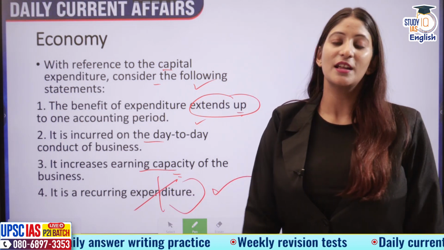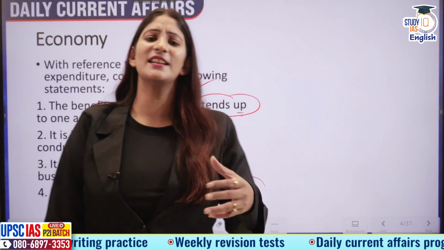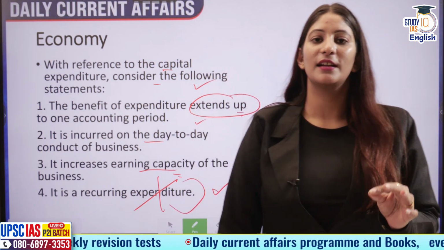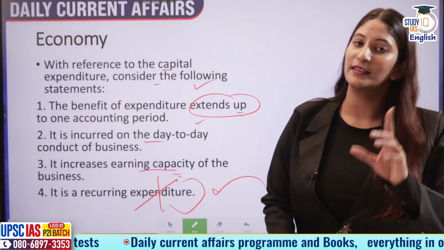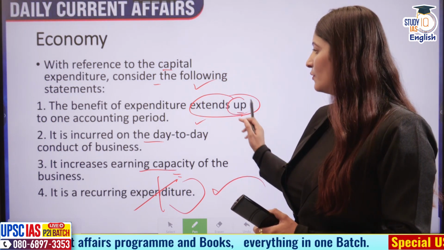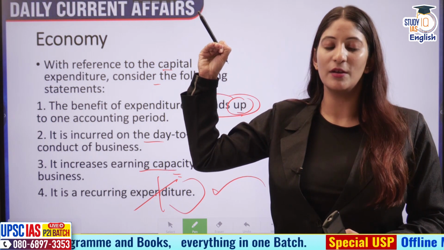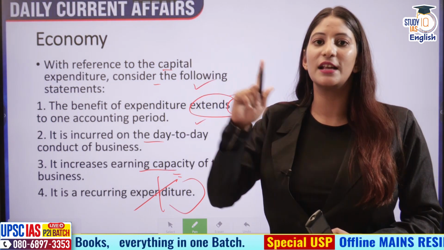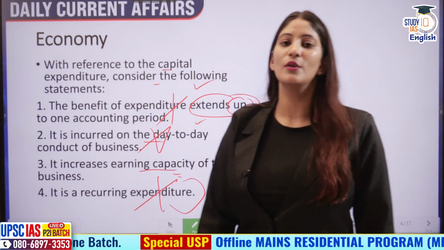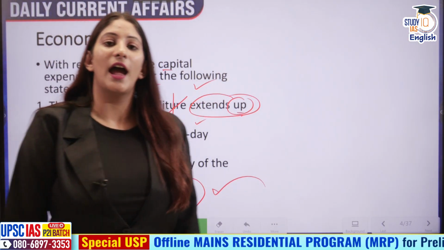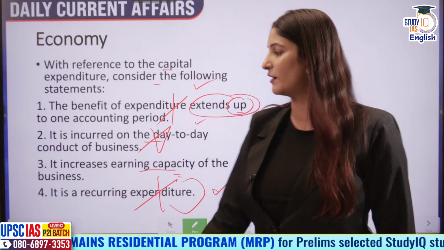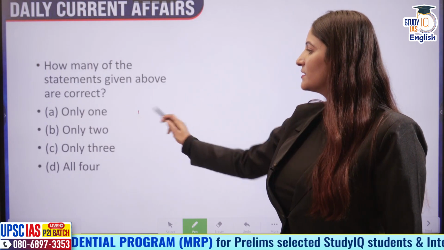So the first statement is incorrect. The benefit of asset creation extends beyond one accounting period and not up to one accounting period. Up to is the maximum limit. But if I had written "at least" instead of "up to," it would have been correct. Here we are talking about interpreting the statement. Up to means the maximum time you can get the benefit of a capital expenditure is one accounting period, which is incorrect. The second statement is also incorrect, and it is not incurred on a day-to-day basis. Do you purchase land daily? I don't think so. Revenue expenditure, such as paying salary or rent, occurs almost day-to-day. So this is also incorrect. Only the third statement is correct, and one will be the correct answer.